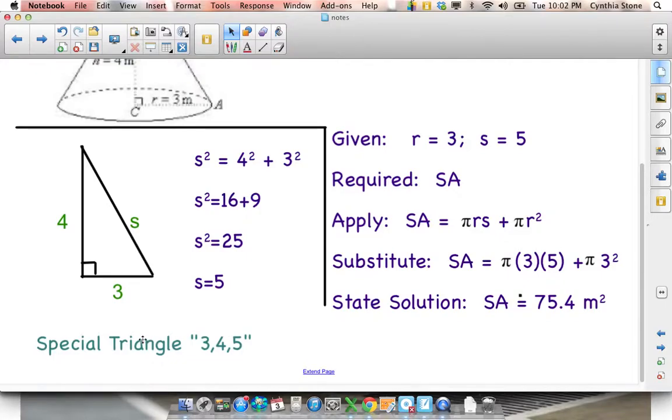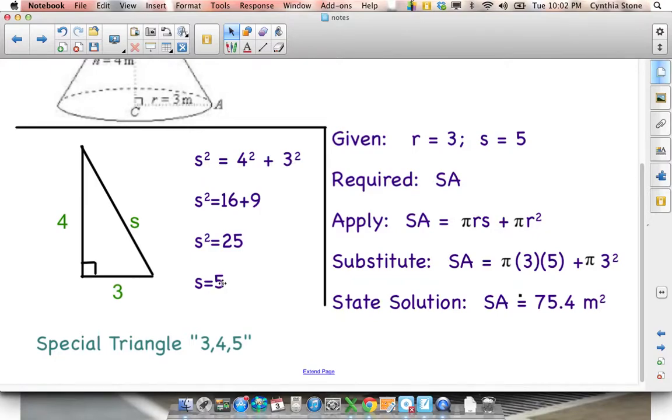Special triangles, just a side note, there's a bunch of them, but 3, 4, 5 is a very special one, and anyone who works in construction or architecture uses the 3, 4, 5 triangles all the time. Very structurally sound triangles, if you will.